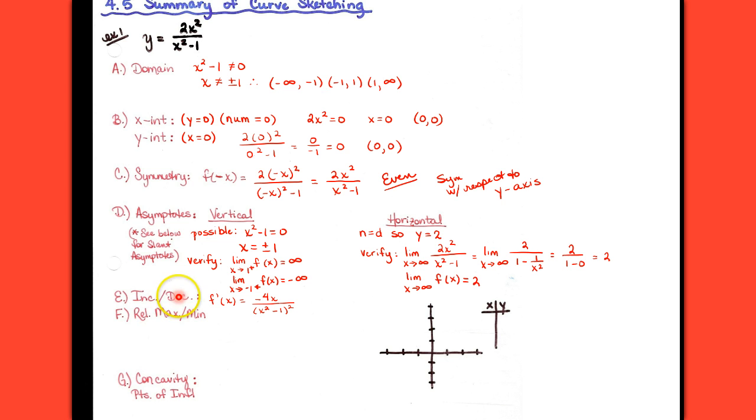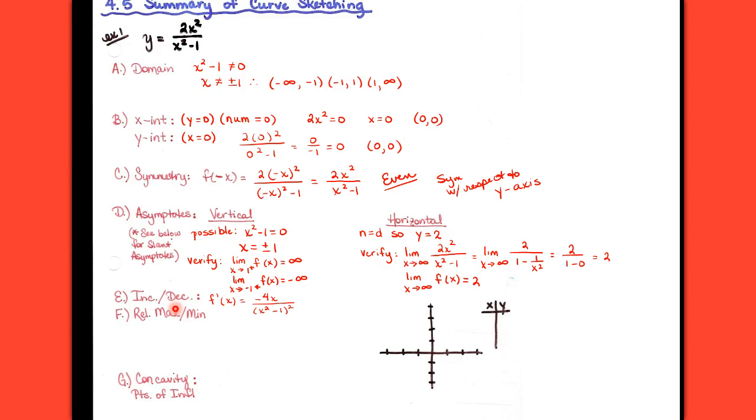And where the original function was decreasing? Where the derivative is negative. So I need a sign graph for the derivative, right? I got to figure out where it's positive and negative. So I'm going to go through and make a sign graph. I got to find my critical numbers. How do I find critical numbers? I told you, fantastic review, right? It's like the whole chapter in one problem.